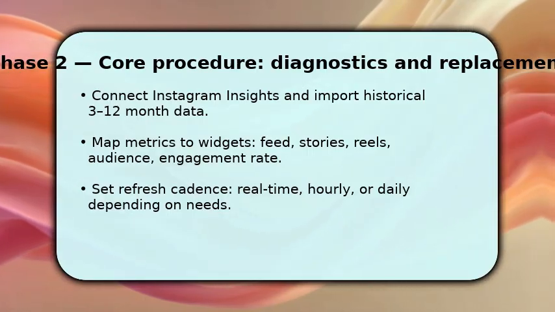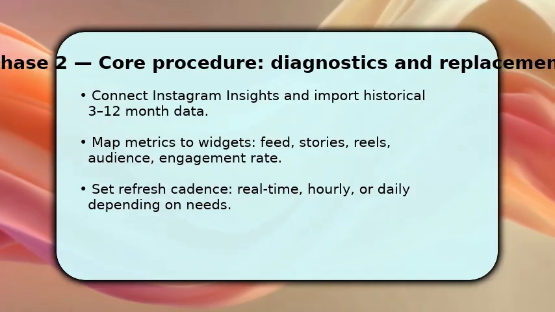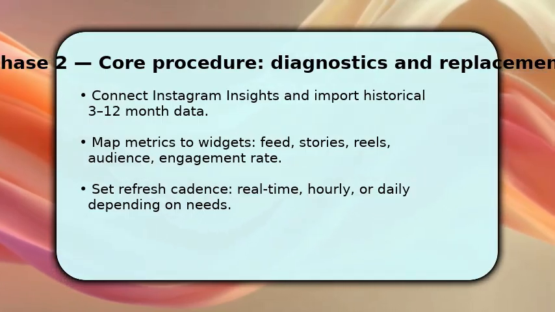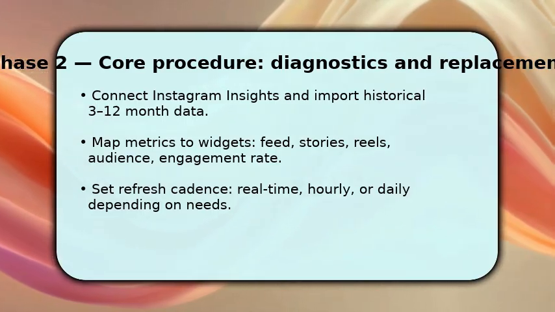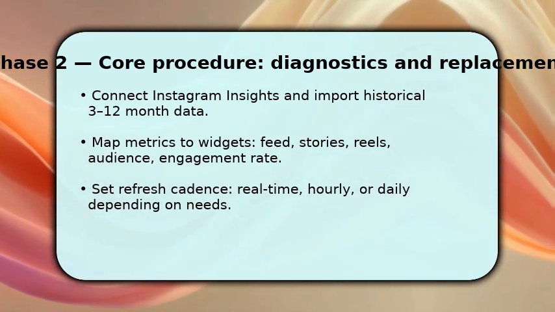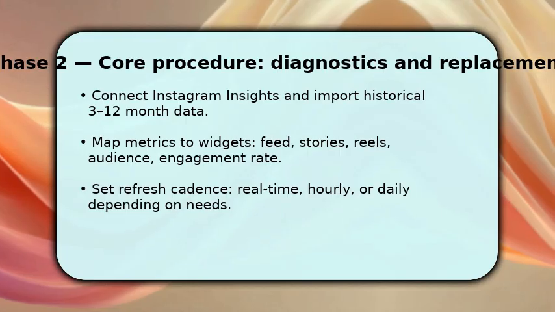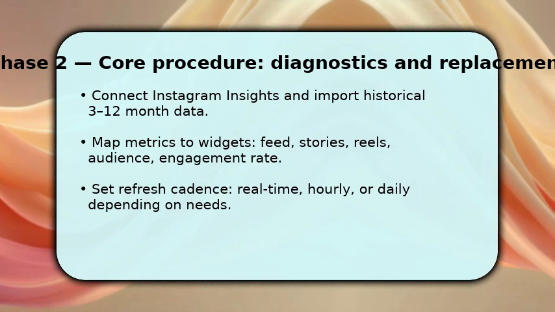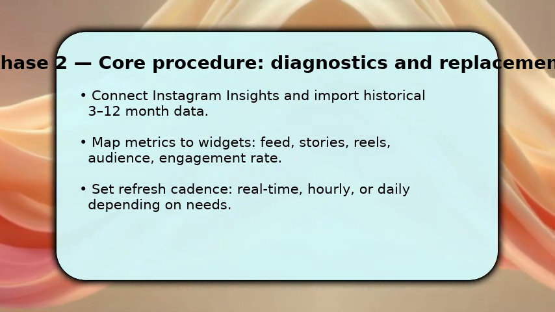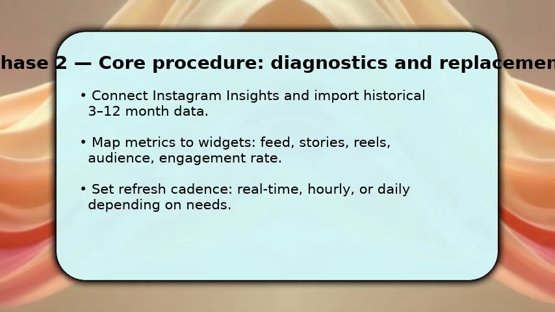Once connected, create data sources for feed posts, stories, reels, and audience demographics. That separation explains performance differences. Then assign those sources to dashboard widgets and choose visualizations, line charts for trends, bar charts for comparisons, tables for raw posts. Make sure to set a refresh cadence. Real time if you need live tracking, hourly for active campaigns, or daily for regular reporting.